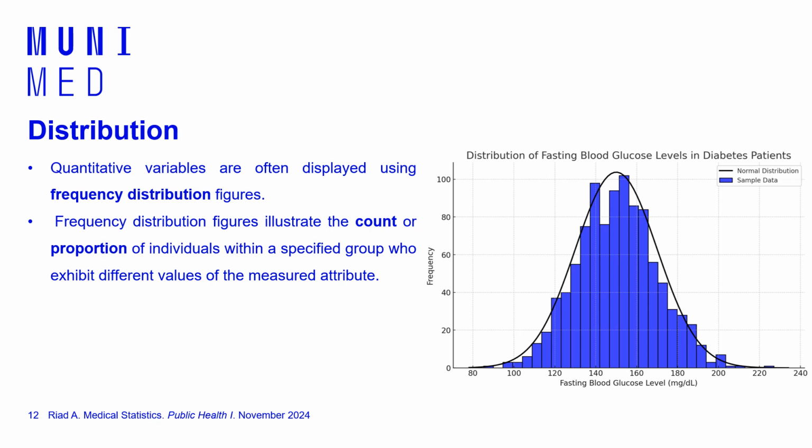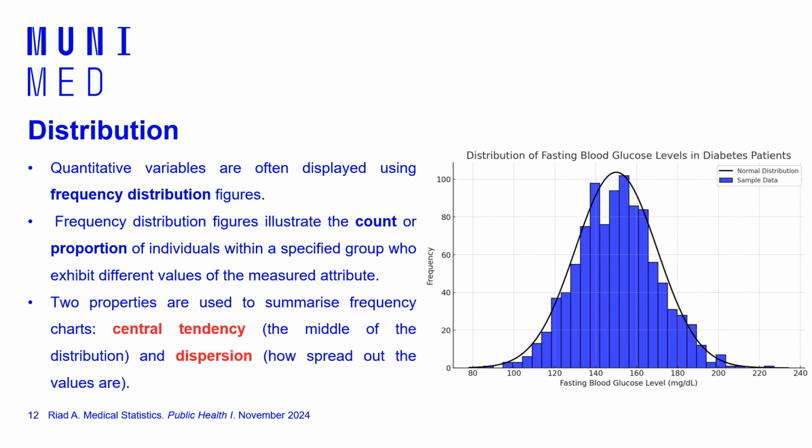or proportion sometimes if we use the percentages of the individuals in each specified group. So, for example, if you look at the fasting plasma glucose level of 120, this is one group. 130, this is another group. 140, this is another group. So each blue bar here represents the number of cases that have, for example, 120 mg per dL fasting plasma glucose.